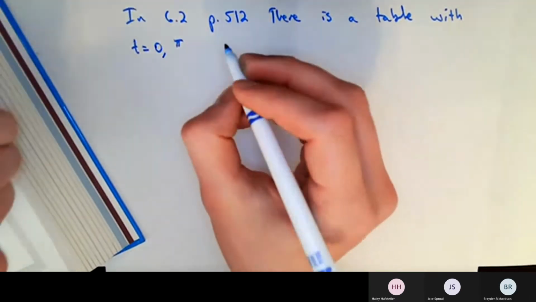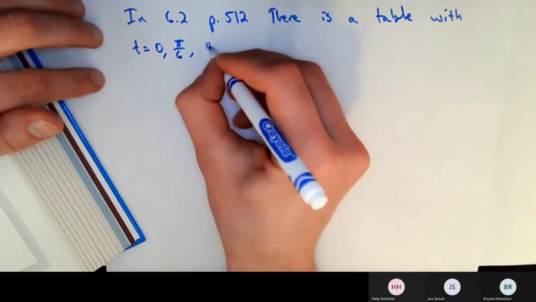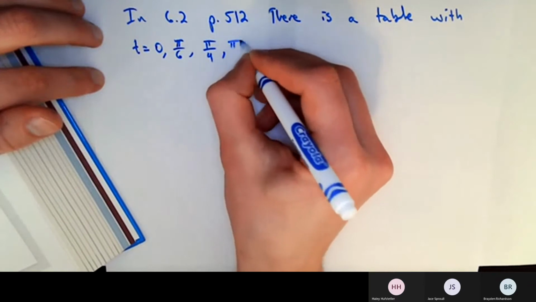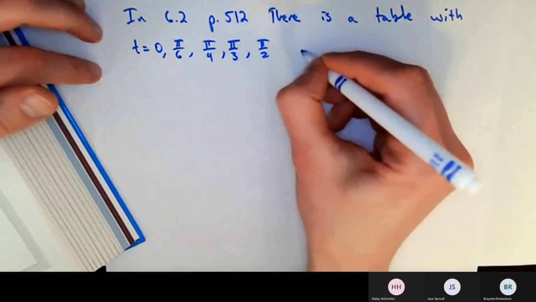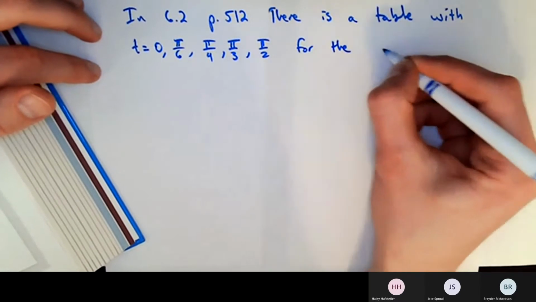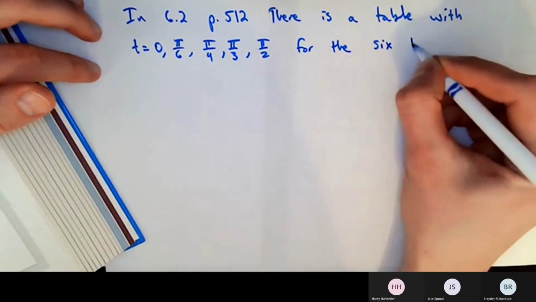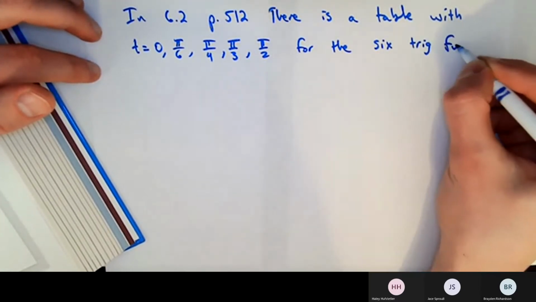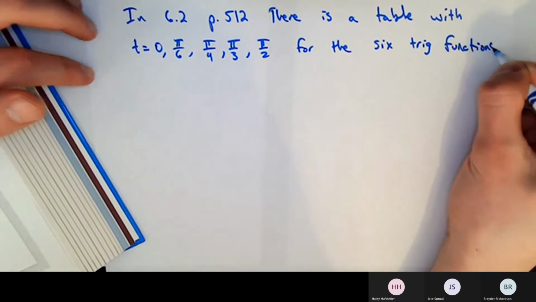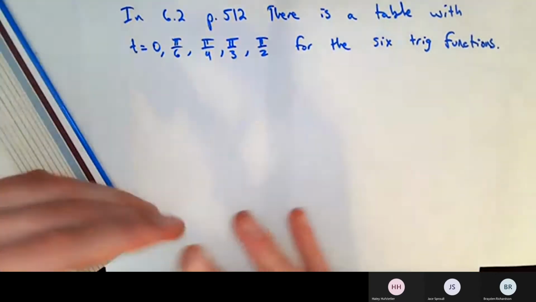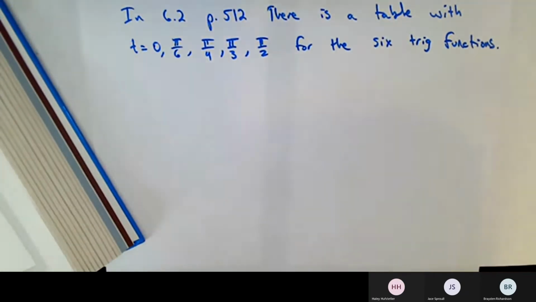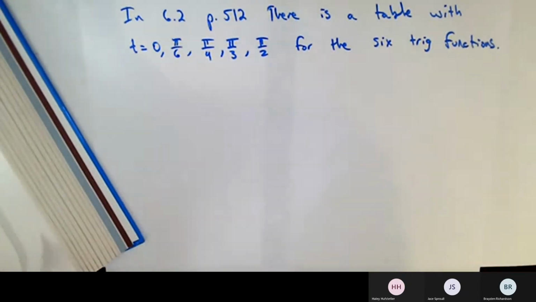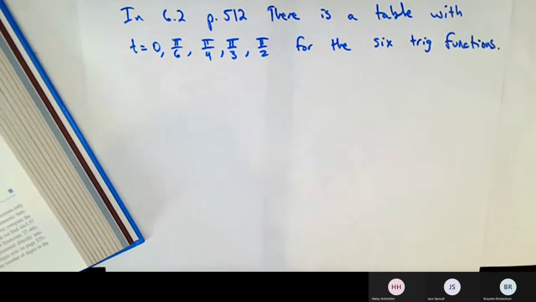T equals 0, pi on 6, pi on 4, pi on 3, and pi on 2 for the 6 trig functions. Now remember, when you're asked to find a terminal point, that's only dealing with sine and cosine. In this section, we're expanding beyond that into the other trig functions because we can talk about that now.